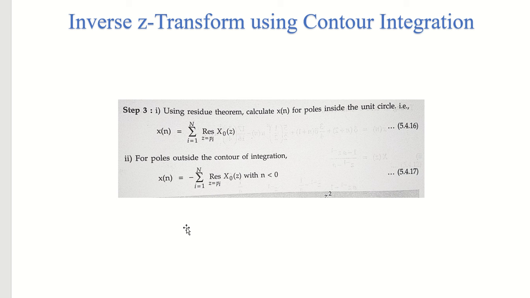So now that we have determined where our poles will be, definitely in the unit circle, based on the residue theorem, you can find x(n), and it will be equal to the summation of i equals 1 to n of the residues of x0(z) at z equals pi. And for the poles outside the contour of integration, you can give the equation using the same formula, but the formula will have a negative sign, as all the poles are lying outside the contour of the region.